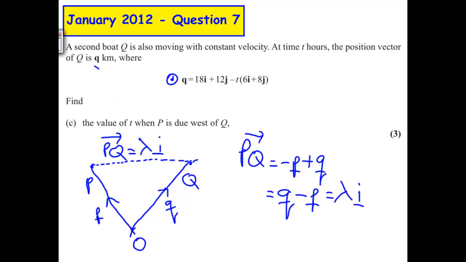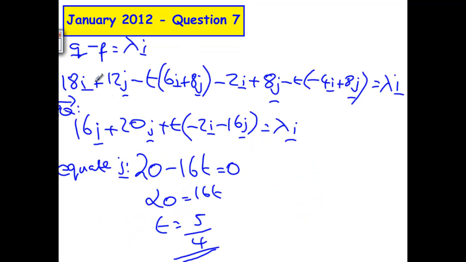What you would get marks for, though, is finding an expression for Q take away P, and equating that to some lambda I. That is 1 method mark. And accurately equating the J's is an accuracy mark, and finding the final value of time t is a 3rd accuracy mark.